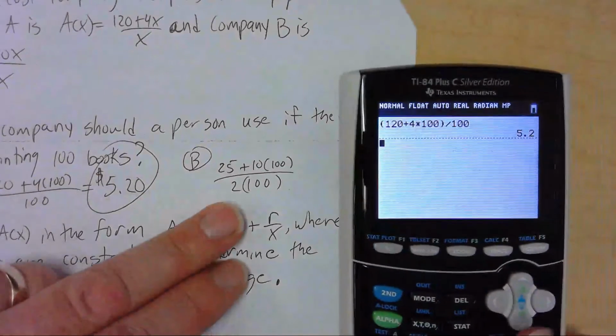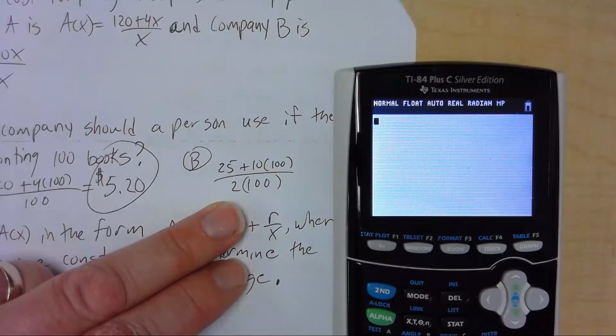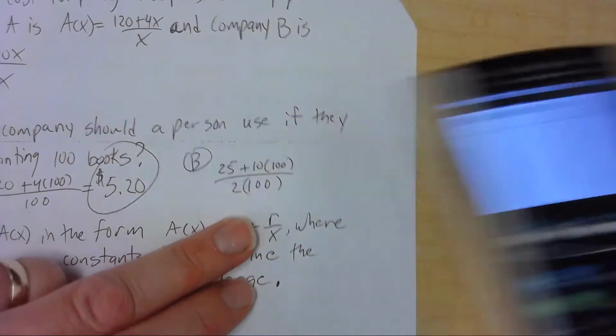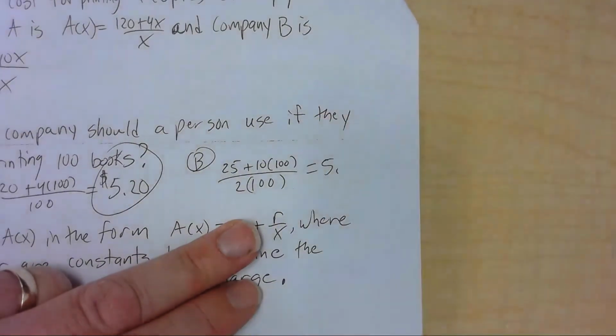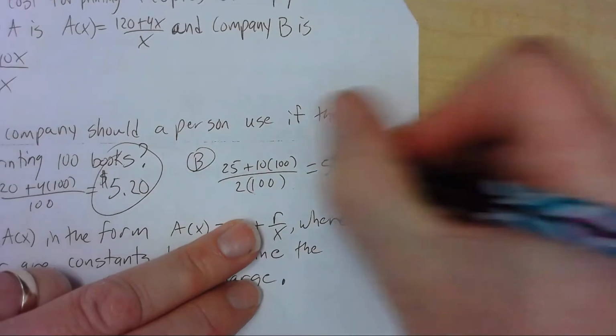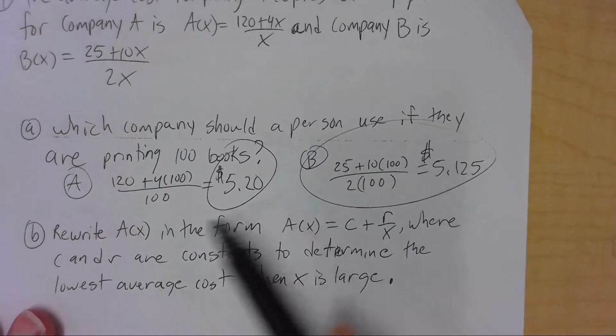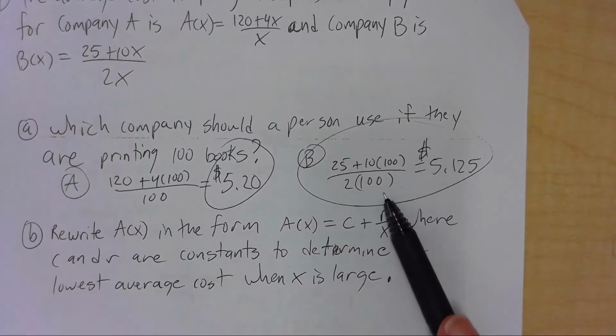Then this one would be parentheses 25 plus, that'd be 1,000, right? And then divided by, well, 2 times 100 here is 200, so I'm just going to divide it by 200 to simplify things. So it's, I kind of moved it fast, $5.125. So it's actually, for 100 books, cheaper to go with company B compared to company A.